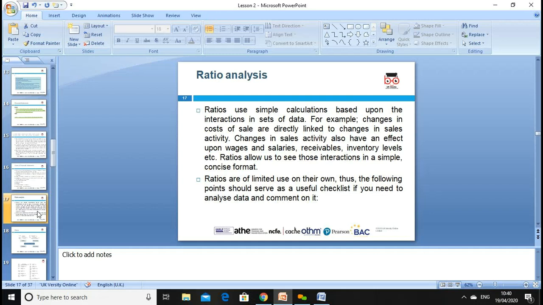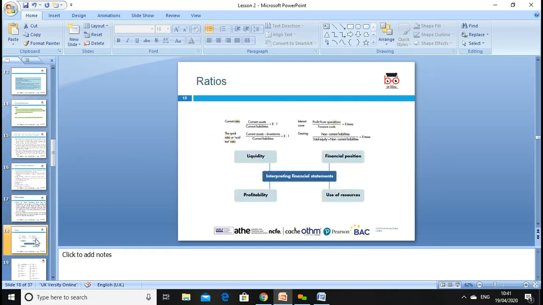What is meant by ratios? Ratios are simple calculations based on the interaction in a set of data. For example, changes in the cost of sales are directly linked to changes in sales activity. Changes in sales activity also have an effect upon wages and salaries payable. Ratios allow us to see the interactions in a simple, concise format. Ratios have limited use on their own, so that's why we need to look around and make the final valid decision based on these ratios.